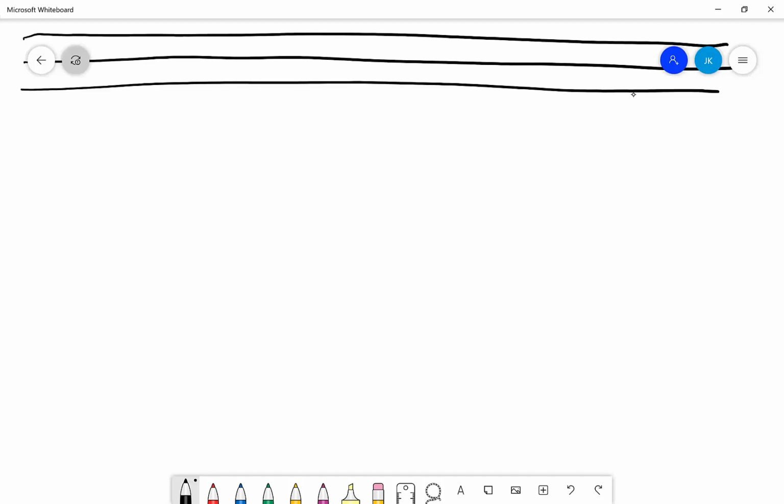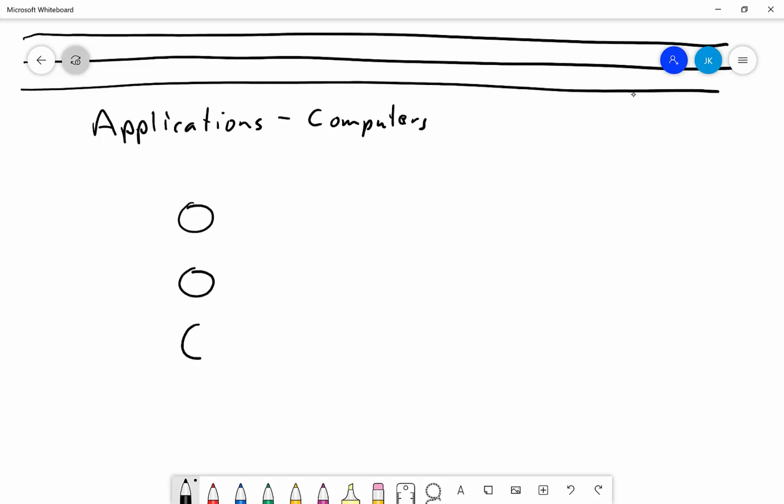Okay, so let's take one example. This is an example of applications in computers. The idea here is that we have a set of applications, and you can imagine there might be 20 or more of these, and we have a set of computers that are capable of running the applications. Think of these as high performance computers or something.